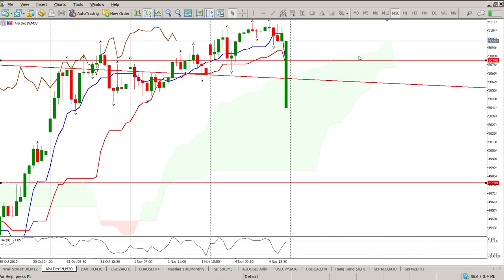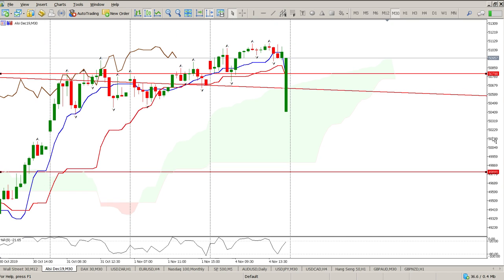Okay, so lots of ifs and buts at the moment, but I do want to see a pullback. There's lots of structure for a pullback. It may not happen. It may just keep grinding up, but still, I'm looking for pullbacks. Even if it's a small pullback within the wedge, take the trade off the bottom of the wedge to the top of the wedge. But any pullback is what I'm looking for to get in long.